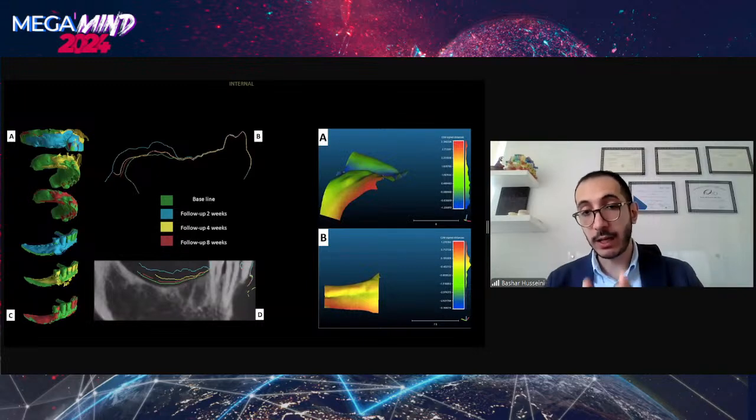And it was a split mouth too. We can see here that A, which is the test side, and B, which is the control side, I had a better volume gain. It's normal since hyaluronic acid absorbs water. It's known. But what about histology? And I was really impressed.